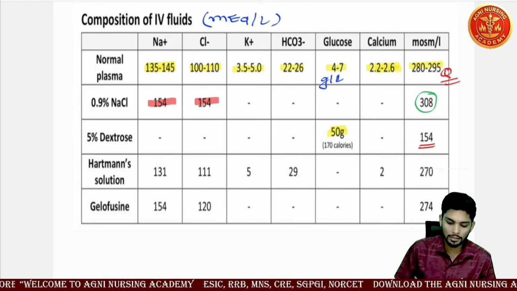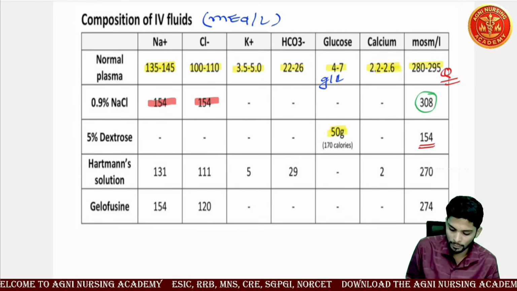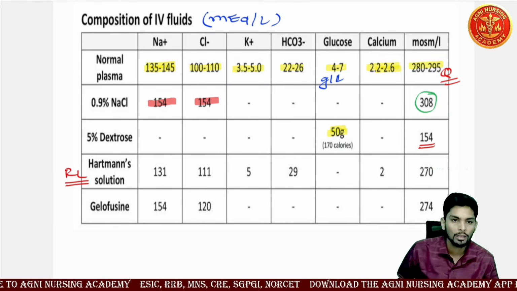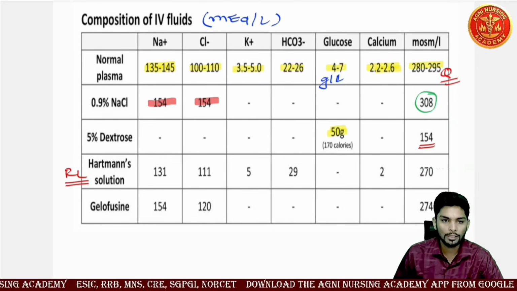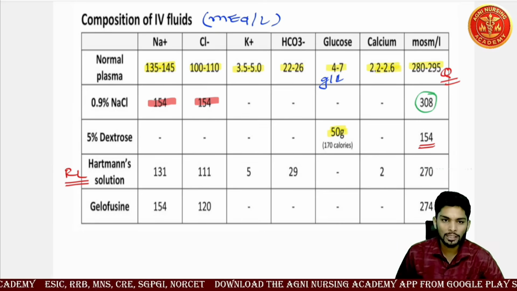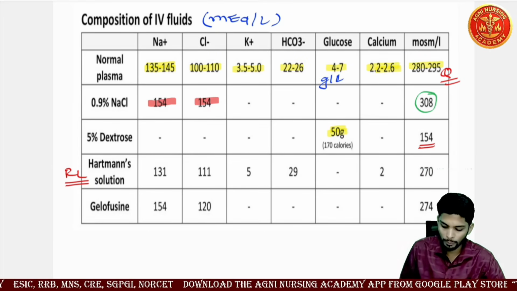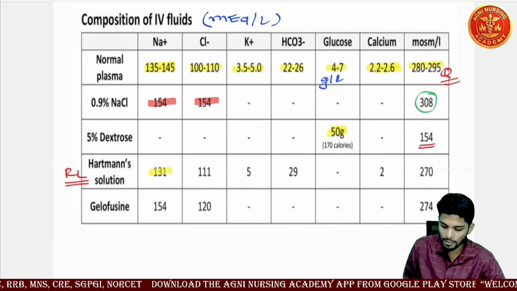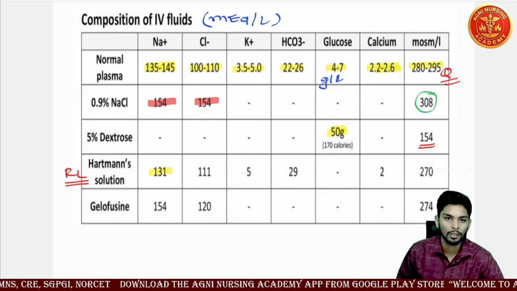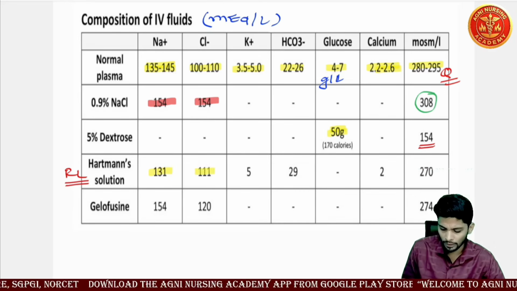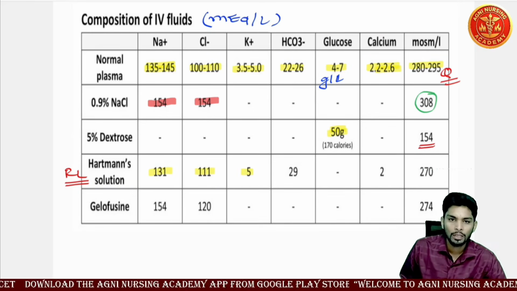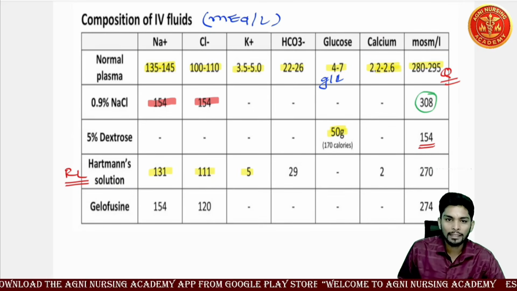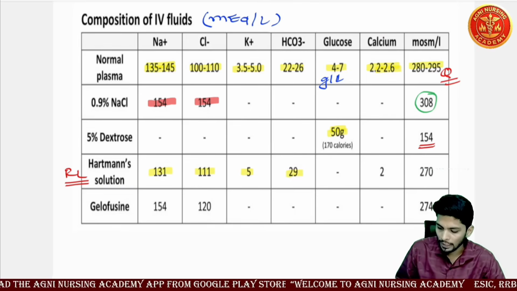Next one is Hartmann solution. This Hartmann solution is also called as ringer lactate or physiological fluid. So in that solution, sodium concentration is 131 milliosmol per liter. Chloride is 111, potassium is 4 or 5, lactate is 29, and calcium is 2.